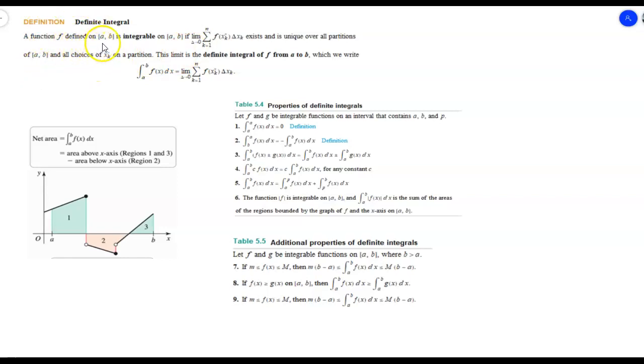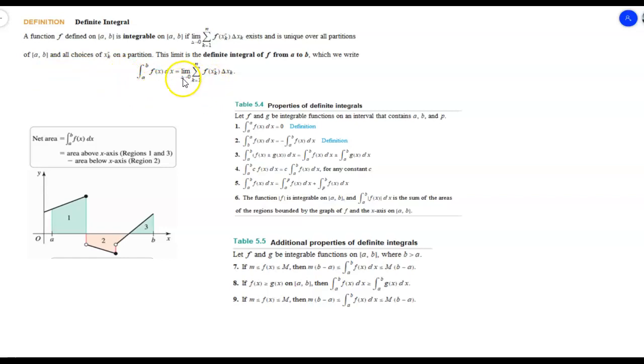So a function f defined on some interval a to b is integrable on a to b if the limit as delta x, basically the change in x, approaches 0, of the sum from k equals 1 to n, is basically equal to the length times the height, or the width times the height, and adding up all of those. This is the summation symbol, and summing up all the areas of those rectangles exists and is unique over all partitions. So we get this crazy looking thing that looks like this.